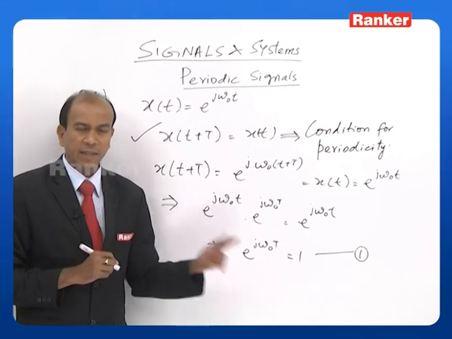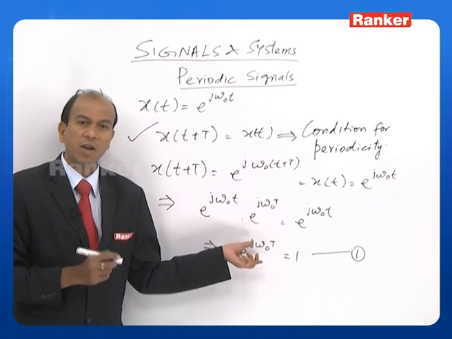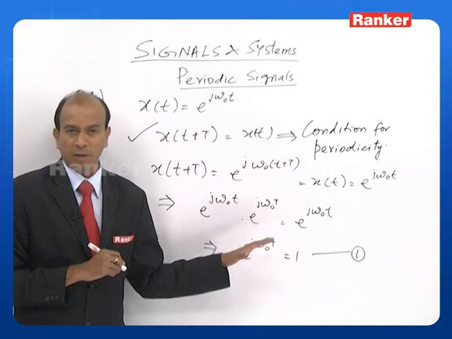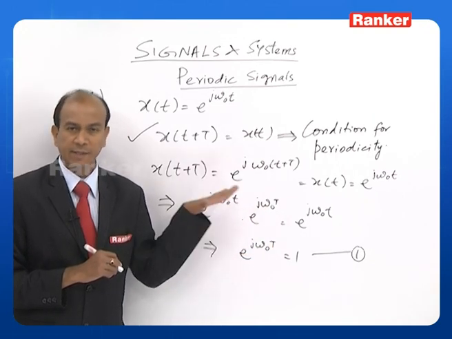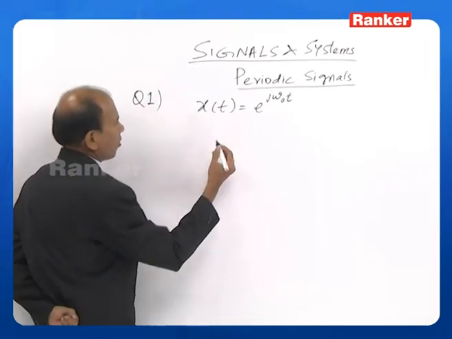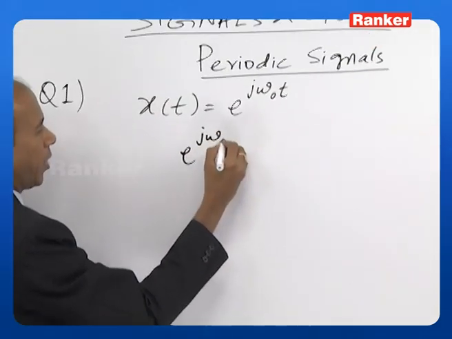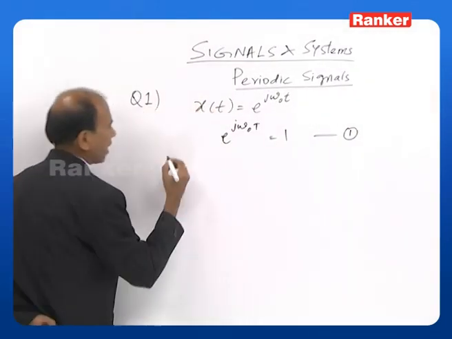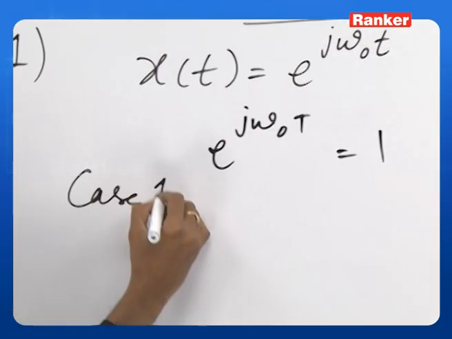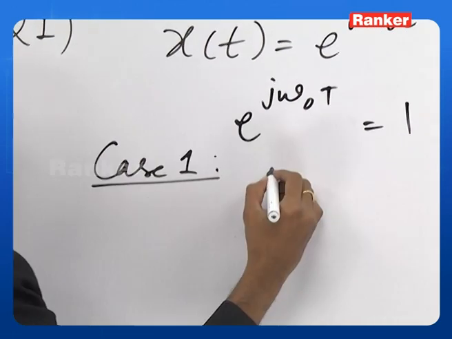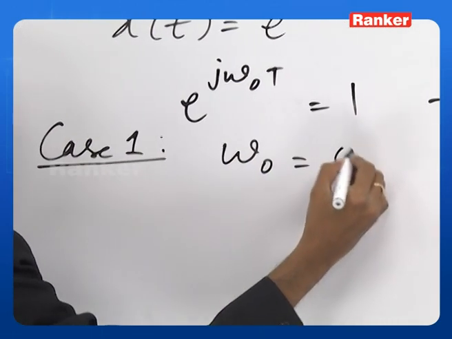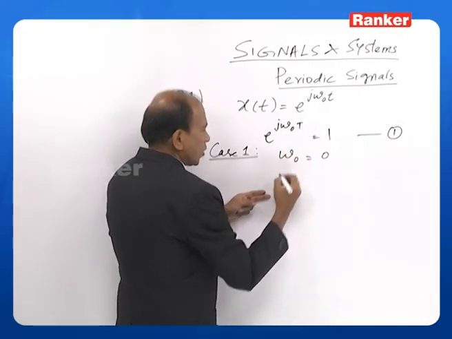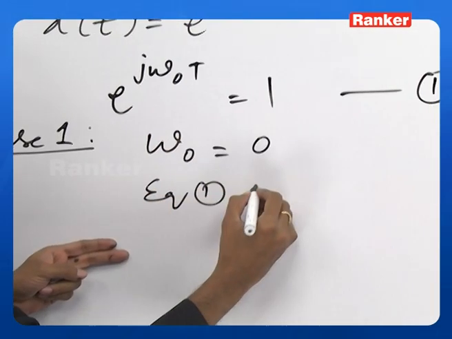So, there are two cases here. Case 1 is where omega naught takes a value equal to 0, or case 2 where omega naught is not equal to 0. So, let us analyze those two cases here. Okay. So, e to the power of j omega naught T is equal to 1. This is the first equation. Now, let us take case 1 here. Case 1, what is case 1? Where omega naught takes a value of 0. Then this equation is satisfied, isn't it? So, equation 1 is now satisfied.